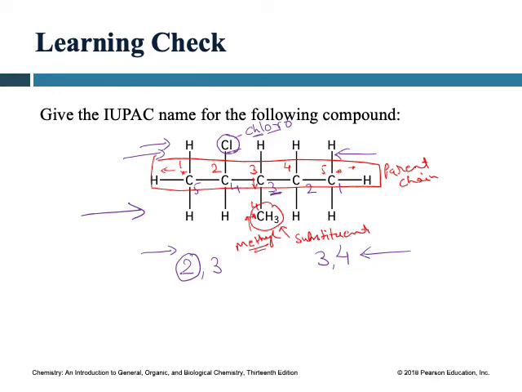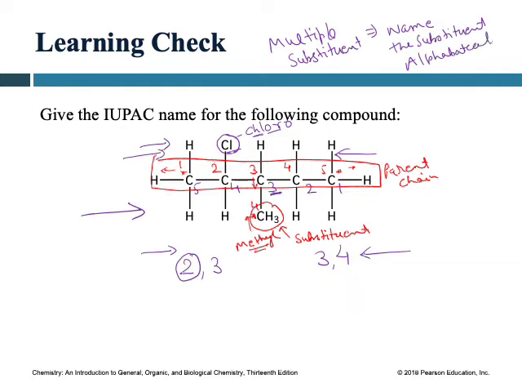So we have chloro and methyl as substituents. If you have multiple substituents, then you have to name the substituents alphabetically. You have to see which one comes first in the alphabet. So chloro and methyl. Chloro, C comes first in the alphabet.